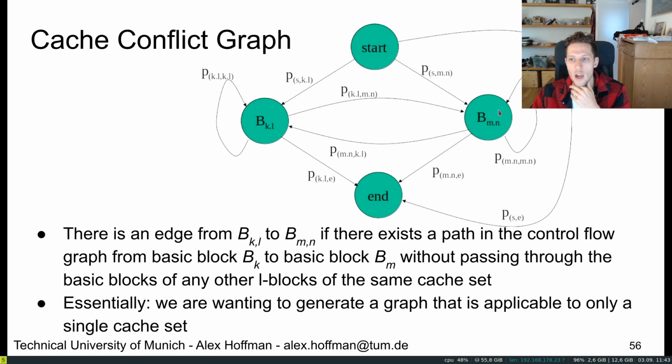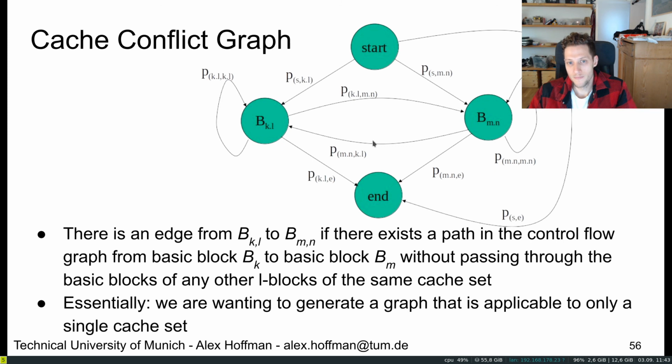So it's directly only showing where the cache line is being used in a basic block, and then where it can jump to the next basic block, which also utilizes the same cache line, right? So we're wanting to generate a graph that is applicable to only a single cache set. Exactly. We're taking care of just the code executed on a single cache line, and the steps between basic blocks that could directly jump from one basic block to the next that utilize the same cache line.